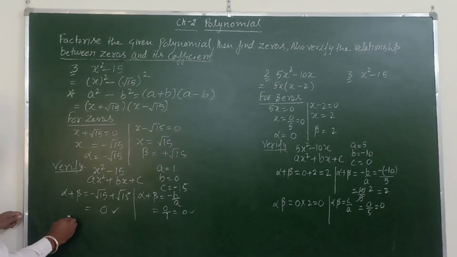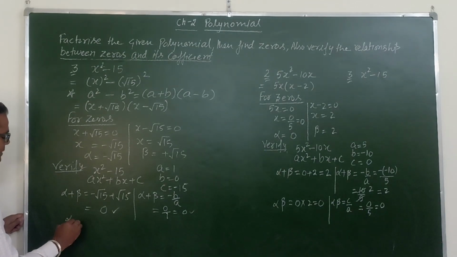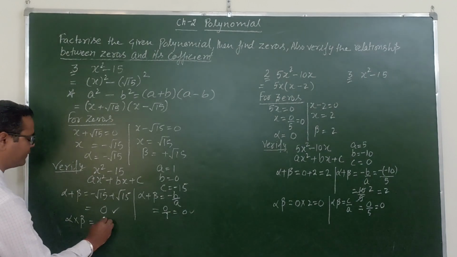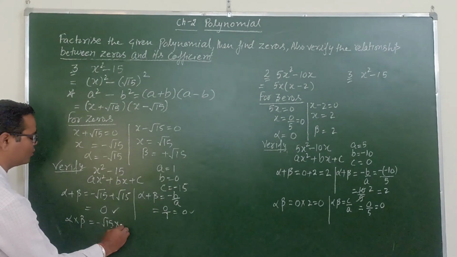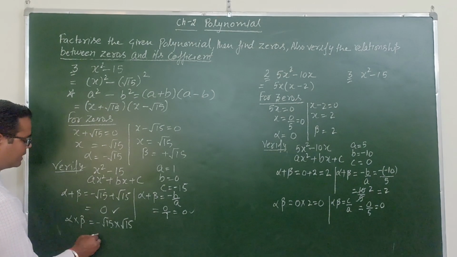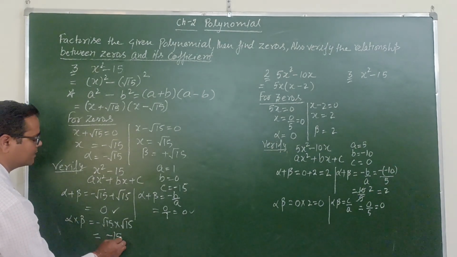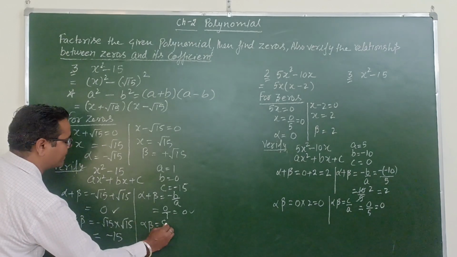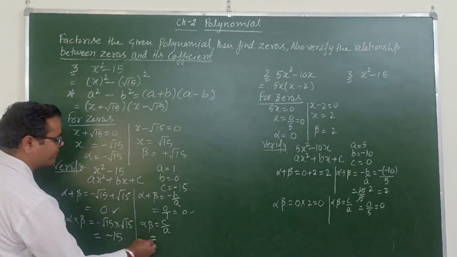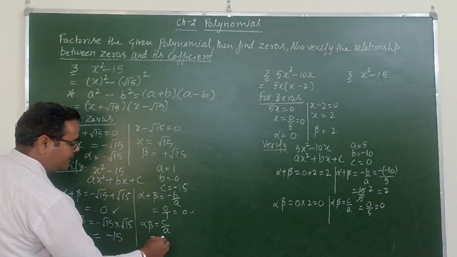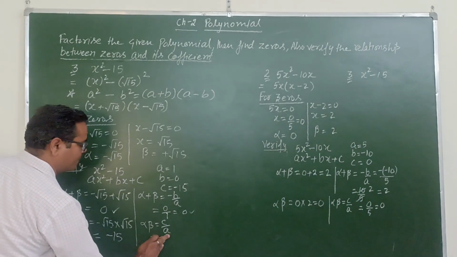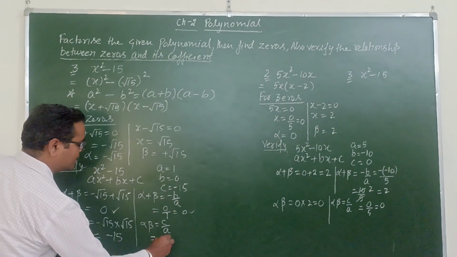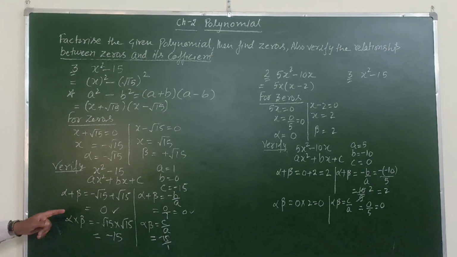Now for product, alpha into beta, multiply them. Minus root 15 into root 15, so it will become minus 15. On the other hand, alpha into beta is c upon a. Then what is c? C is minus 15 upon a is 1. Again we will get the same value.